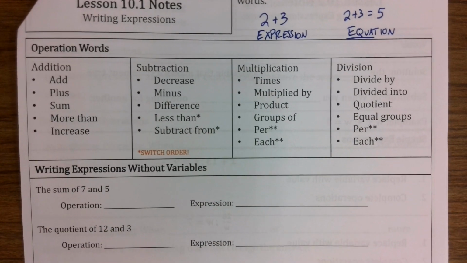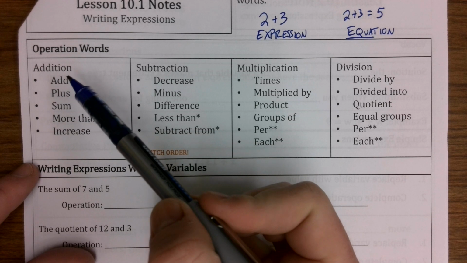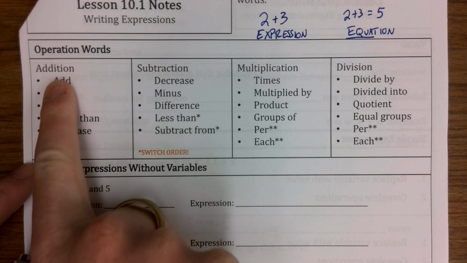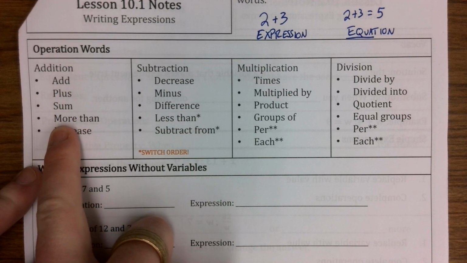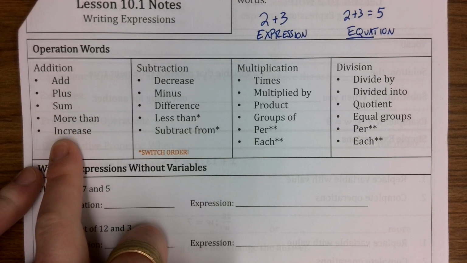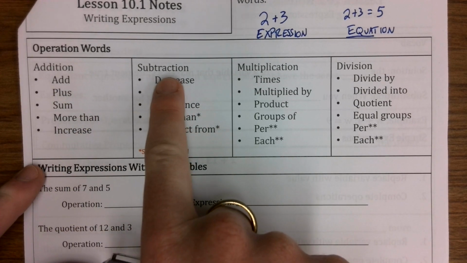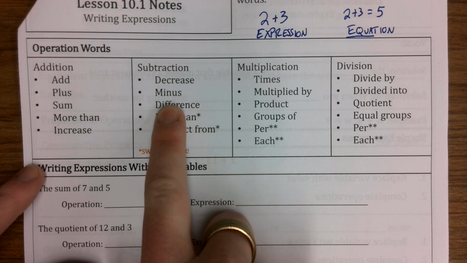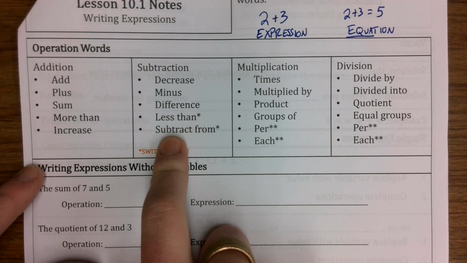When we are writing expressions, there's a lot of different words we can use, and I put them here. So here are some common words that you're going to see for each operation. If I'm doing addition, I might see words like add, plus, sum, more than, or increase. These words tell me that I'm probably adding. If I'm using subtraction, I might see words like decrease, minus, difference, less than, or subtract from.